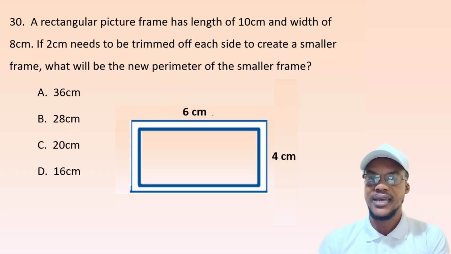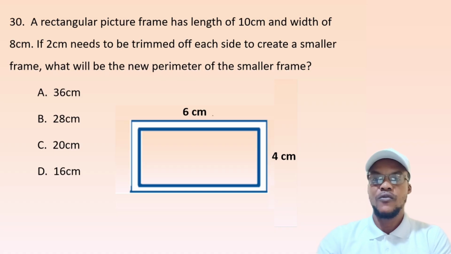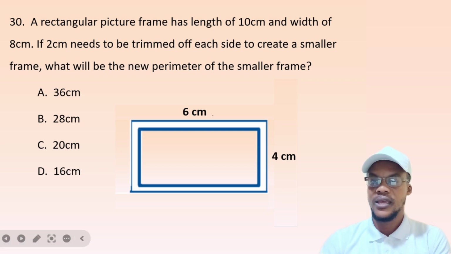2 centimeters each side to make the frame smaller. This is how it looks. Okay, so now we no longer have the length as 10 centimeters and the width as 8 centimeters. Instead, we have what? 6 centimeters and 4 centimeters respectively. And that is the new measurement for the frame. Okay, that's great.